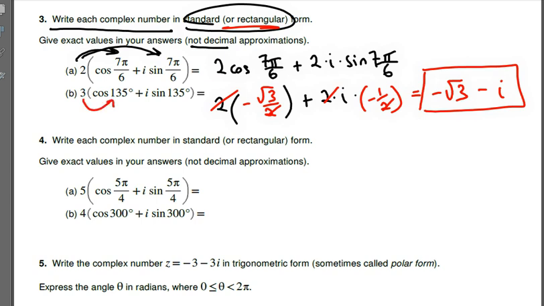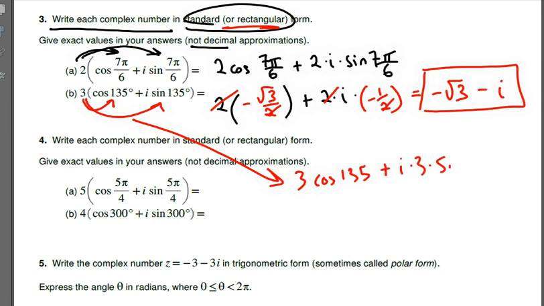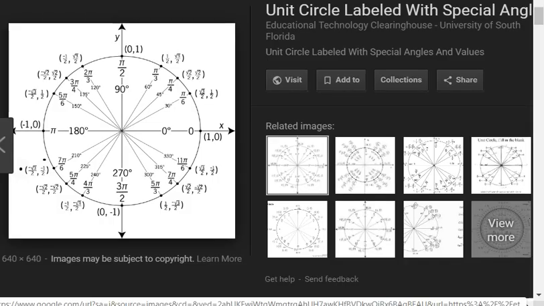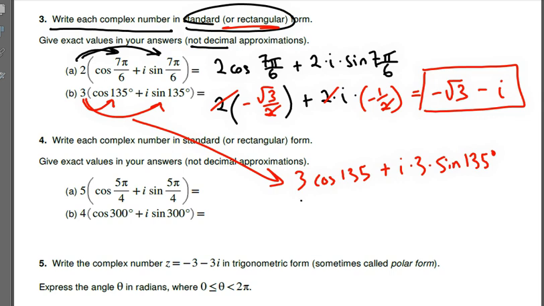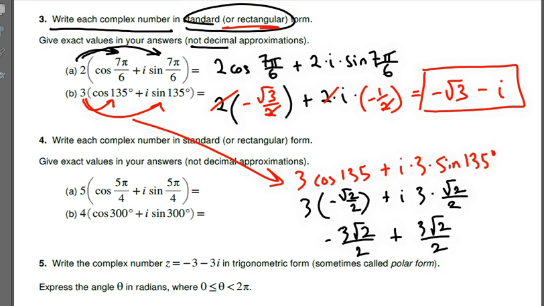So, hooray for that. Same kind of thing, but this one just has our angle in degrees rather than radians. No big deal. We'll follow that same process. Distribute that 3. So we have 3 cosine 135 degrees plus i times 3 times sine 135. Go to our friendly unit circle. 135 has -√2/2 and positive √2/2. So we'll write 3 times -√2 over 2 plus i times 3 times √2 over 2. And so that's just going to be -3√2 over 2 plus 3√2 over 2 i. That's the standard way we want to write it, with the number in front of the i. That looks great.